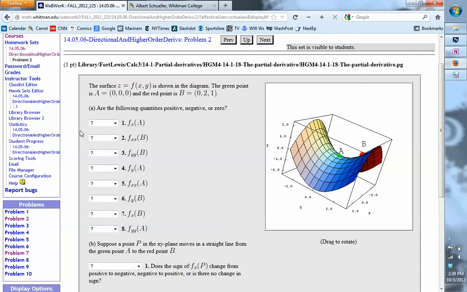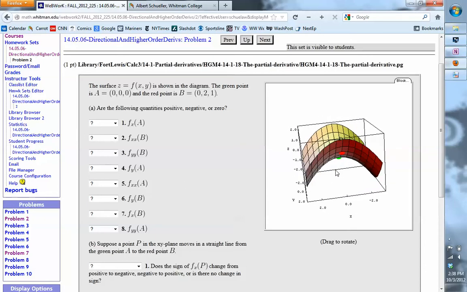So let's look at fxx at b. All right, so here's the x-axis. What we're talking about is the second derivative in the x direction, which means we're talking about the concavity through b in the x direction. So let's look at it from the side there. And what is the concavity in that direction? It's down, so it's negative. And so you call that negative, and you can just go through in the y direction.